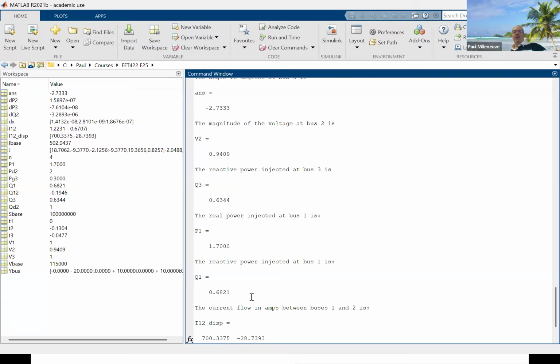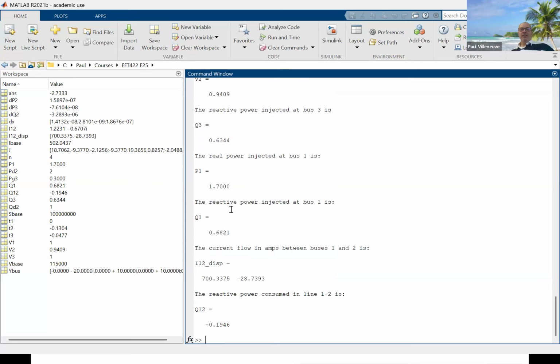Q1 is going to be doing 68.2 megavars. And then again, Q3 is doing 63.4. And that does not necessarily match what Q2 load is. The reason being is because the transmission system has reactive power losses in it. Okay, so that's why it shows up that way.